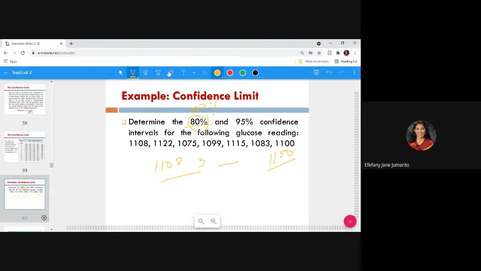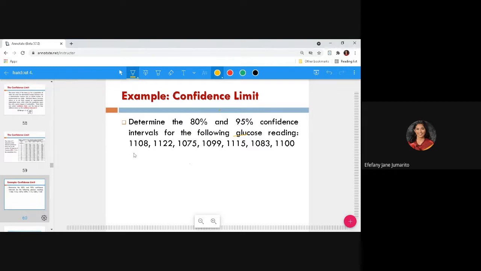Now let's answer this one. Now we have this question. Determine the 80% and the 90% confidence intervals for the following glucose reading. Okay, so we have this. So in the video atong calculator, we talk about the glucose, the lead present in your blood in the glucose. So that's it. Now here we are going to talk about the glucose.